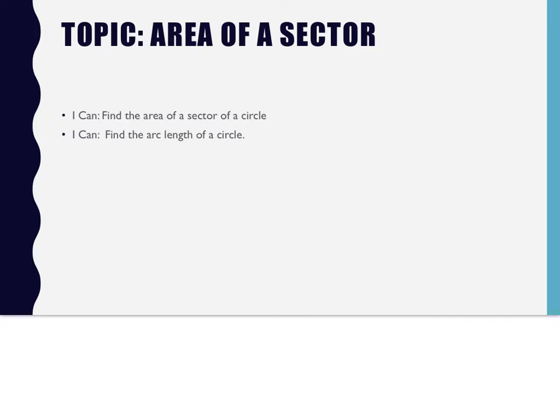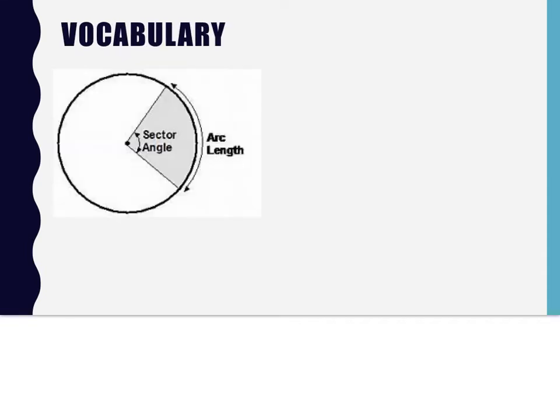Okay, so do copy down these two I can statements. We're going to be able to find the area of a sector of a circle. We'll show you what that is, and the arc length of the circle, that actual distance. Now, for your vocabulary, please draw the picture and let's write a couple things out, and then you're going to have two main formulas that you'll need.